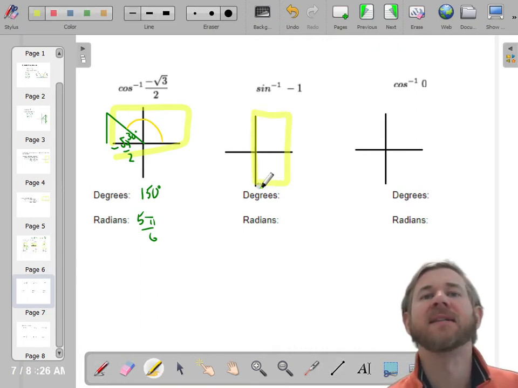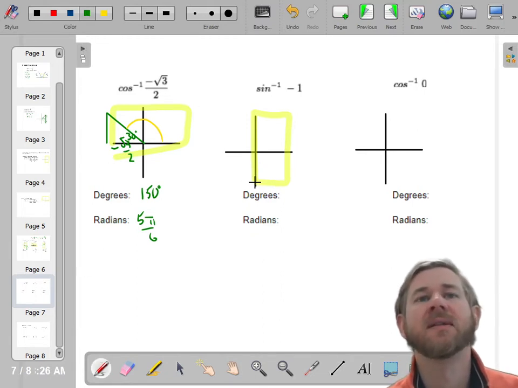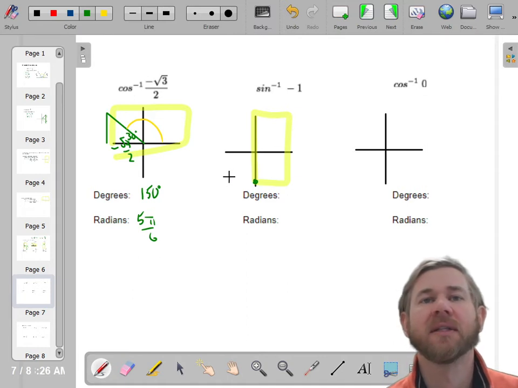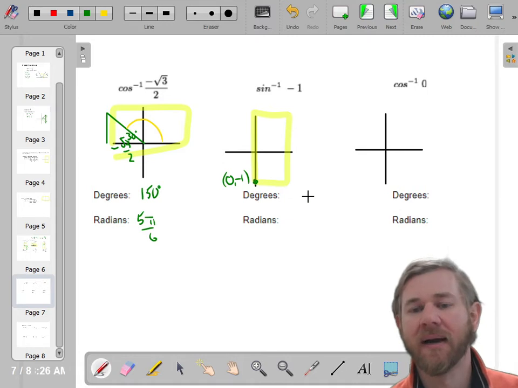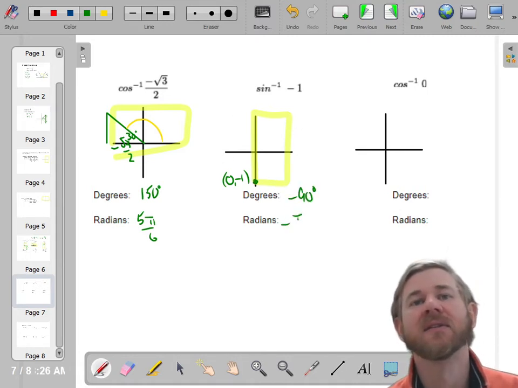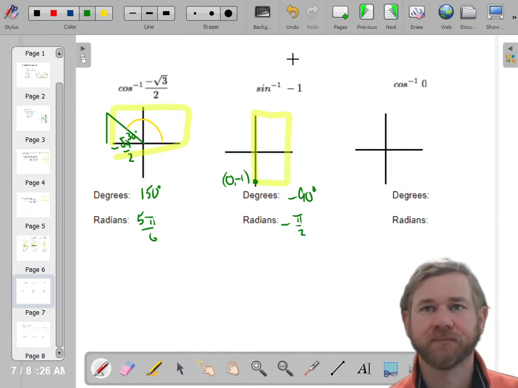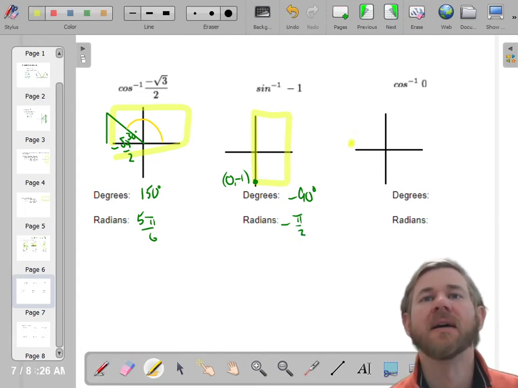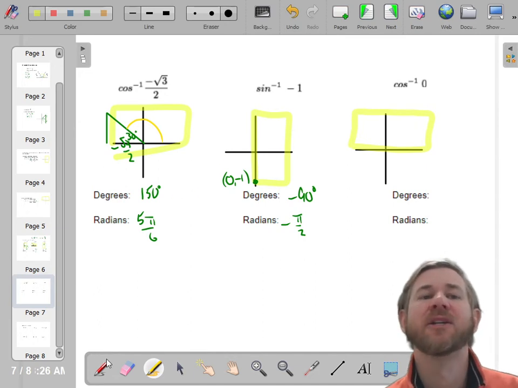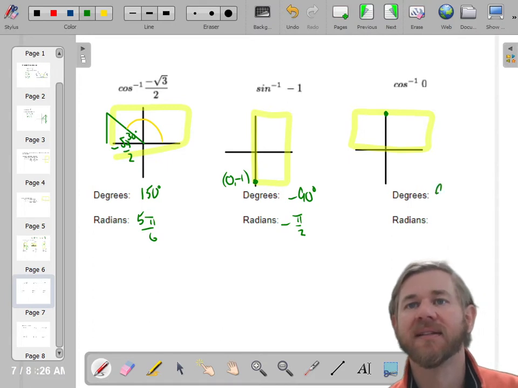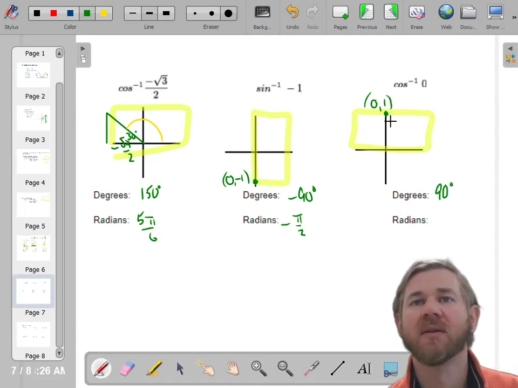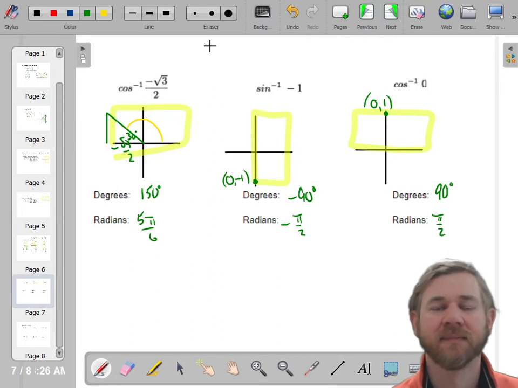Inverse sine has to come from the right side, so let's see, inverse sine of negative 1. Negative 1 only happens in one spot, it's right there, that's 0, negative 1. When is sine negative 1? Sine is negative 1 down there. And you've got to remember, you can't say 270. You have to say negative 90, which is negative pi over 2. Last one, inverse cosine of 0. So where is cosine 0? Where is the x coordinate 0? Right there. So that's 90 degrees because this is 0, 1, which is pi over 2 radians.